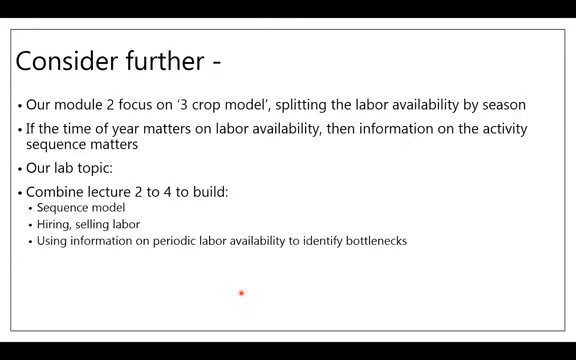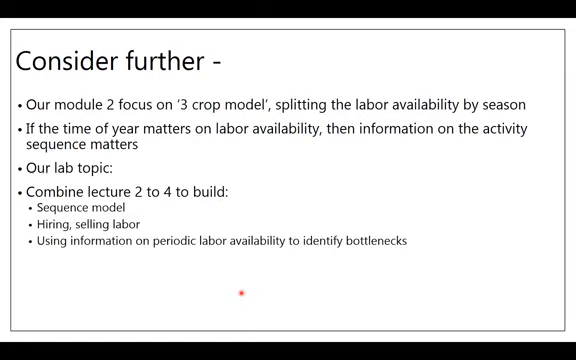Okay, but consider further, because you will have to for your lab, that we focused in Module 2 in that 3-crop model. It was a different 3-crop model, but we said it could be important to split the labor availability up into seasons. I think it was maybe not pure seasons, but like 4-month increments. And by that, we were able to find that there was some trade-off in one period of labor because there was sort of a bottleneck, right? So we had too much work coming in.